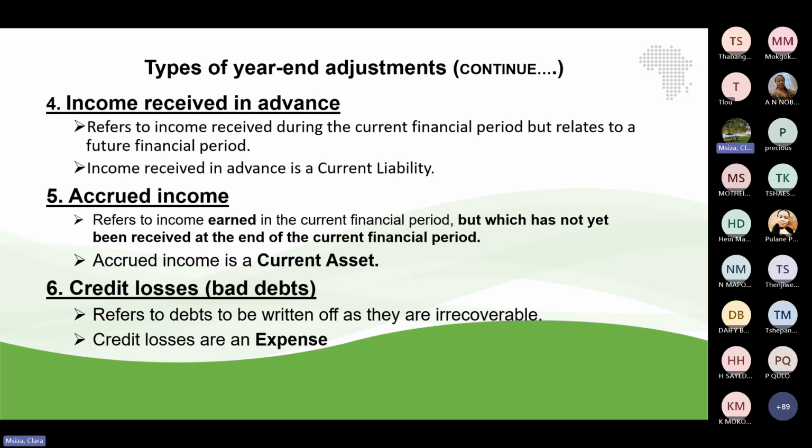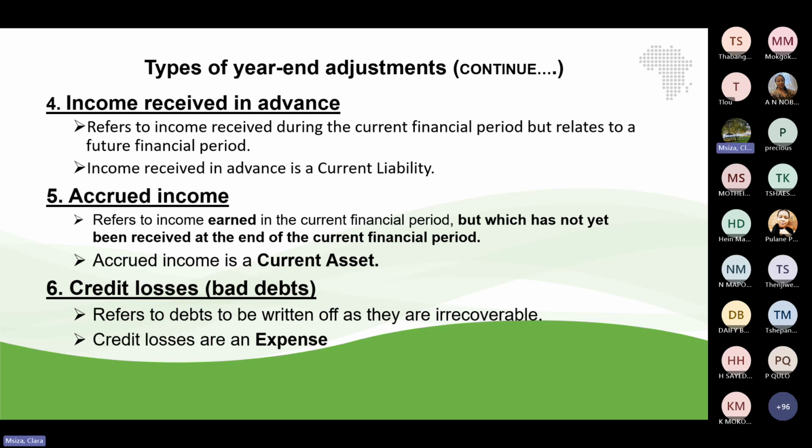The fourth one, we've got income received in advance, which refers to income received during the current financial period, but relates to a future period. Income received in advance will be treated as a current liability because you have not yet rendered that service or delivered that goods to your customer. Therefore, we say you still owe your customer. Hence, we say your customer becomes, in this instance, your liability, because if that customer doesn't claim the service or you don't produce that service or goods that you have promised the client, you will need to pay them back their money because they paid you in advance.